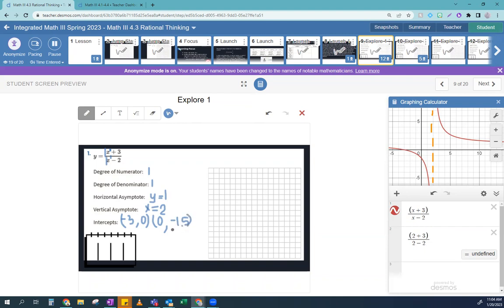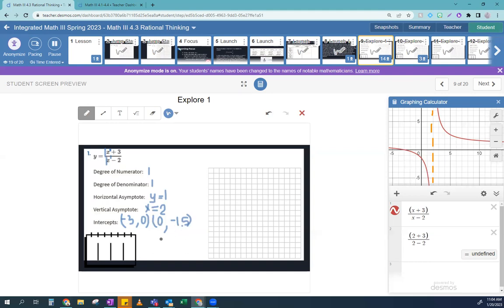Negative 1.5 makes complete sense to me, because if I plug in 0 here and 0 here, I'm left with 0 plus 3, which is 3. 0 minus 2 is negative 2. 3 divided by negative 2 is negative 1.5. Makes sense, right? Your job is also to make sense of things. So this is what a graphing calculator can't do. I can't say, hey, Desmos, why does this answer make sense? So that's pretty huge there. Everybody okay with me so far?